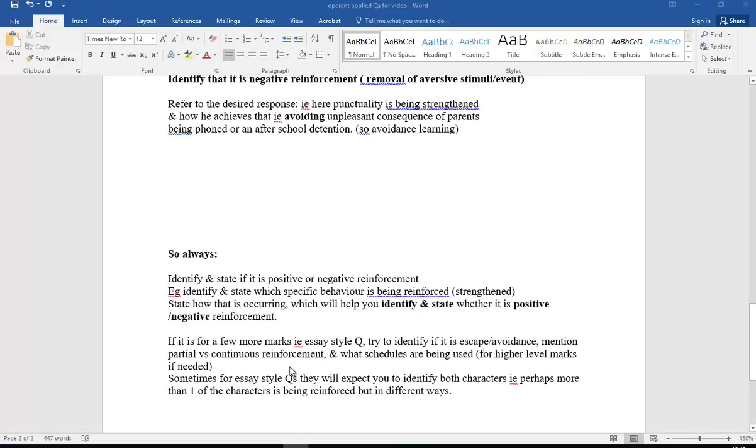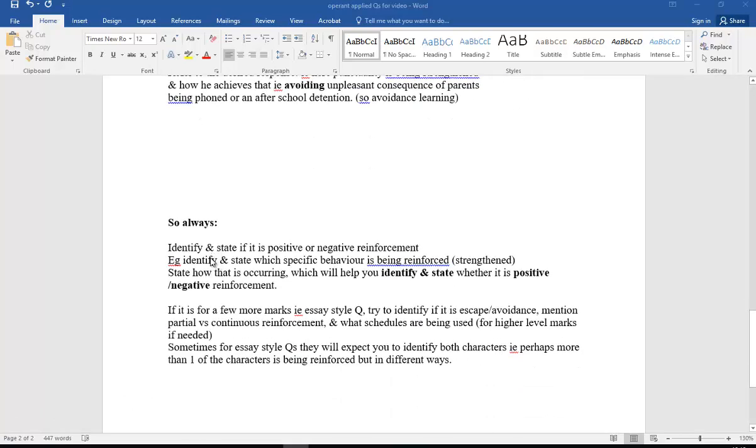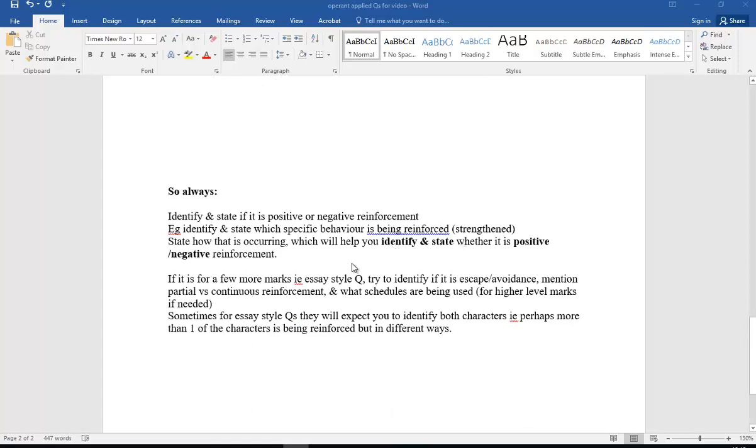So with these sort of questions, let me just make sure this is really clear. First of all, identify and state if it's positive or negative reinforcement that is at work here. In other words, identify and state which specific behavior is being reinforced, i.e. being strengthened. That will help you, and then also state how that's occurring. And that will help you to identify and state whether it's positive or negative reinforcement that's going on. Okay, so how is that behavior being reinforced?